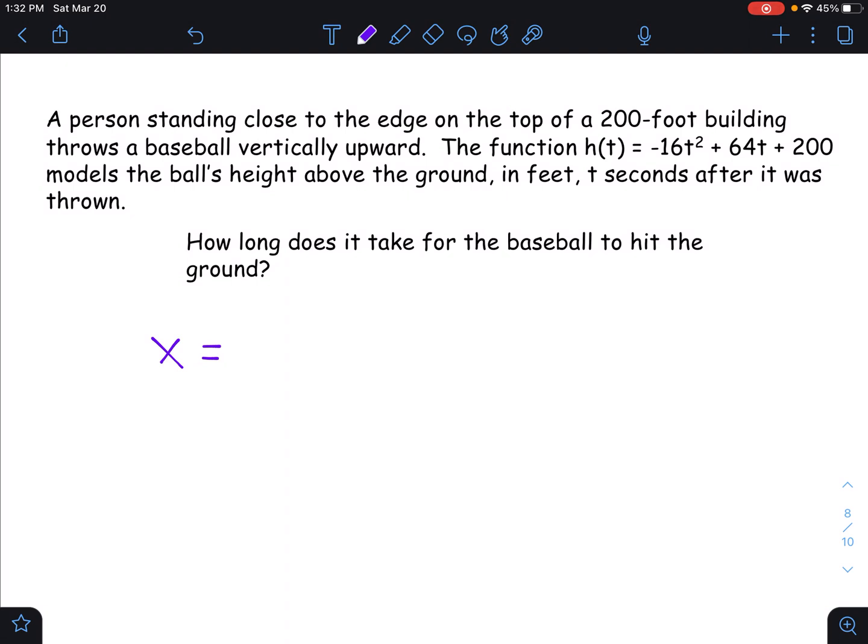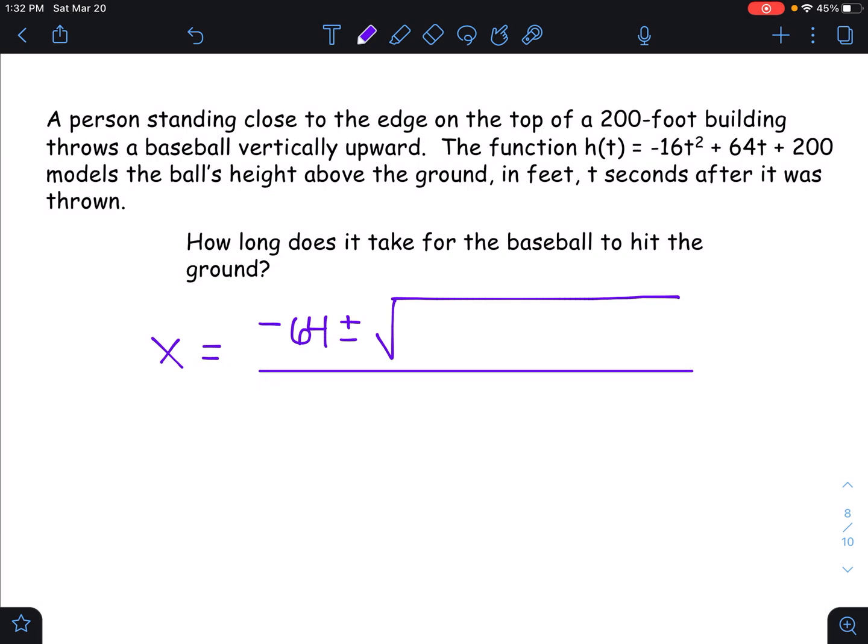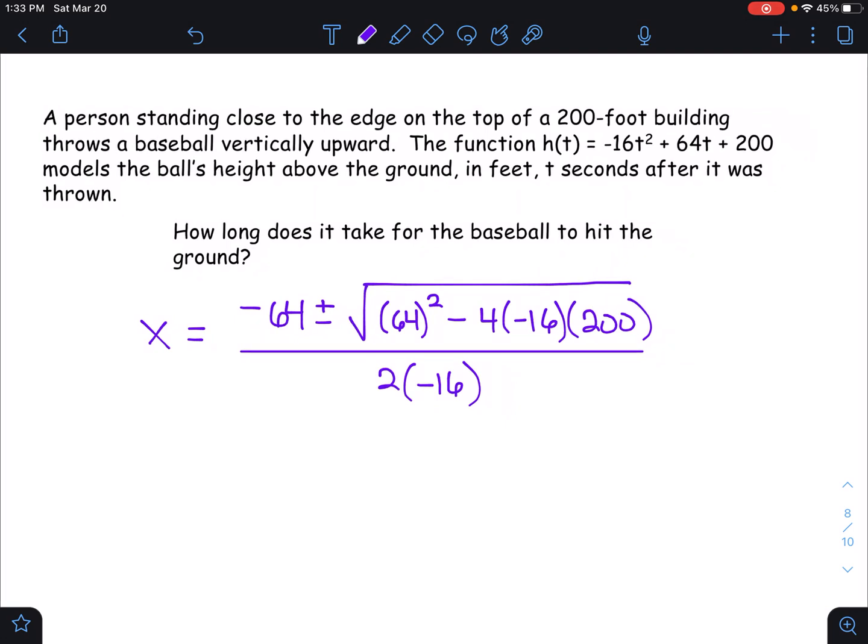All right, so now I'm going to use this quadratic formula. So opposite of B, so 64, I'm going to do the opposite. That'll be -64. Okay, and B squared, so 64 squared minus 4 times A times C, all over 2 times A, -16.